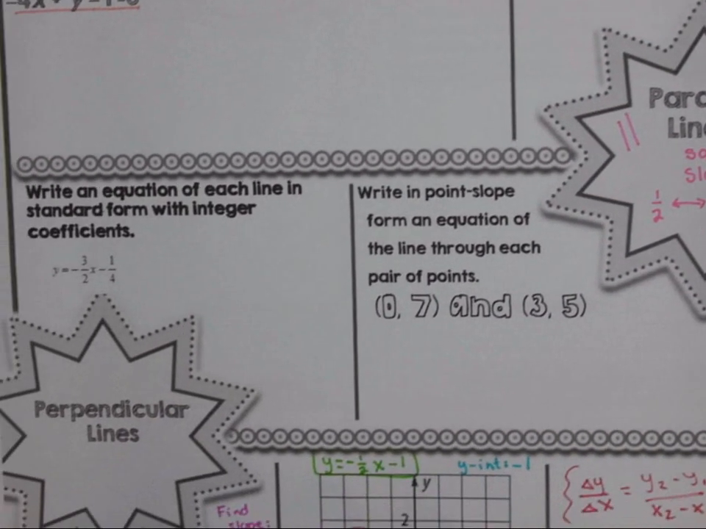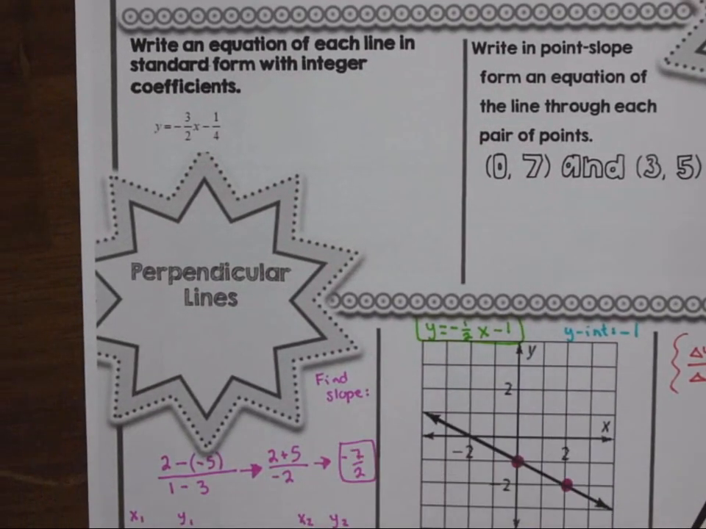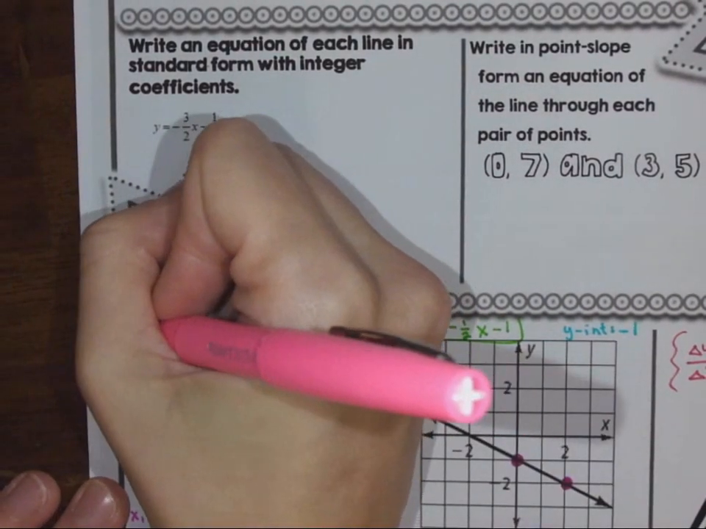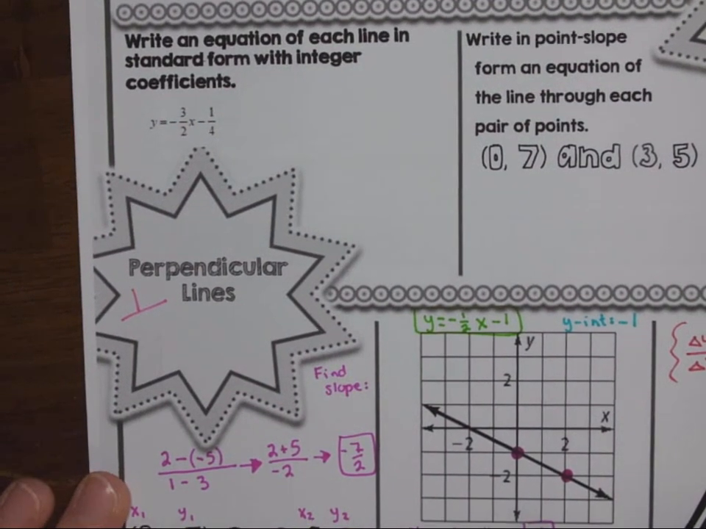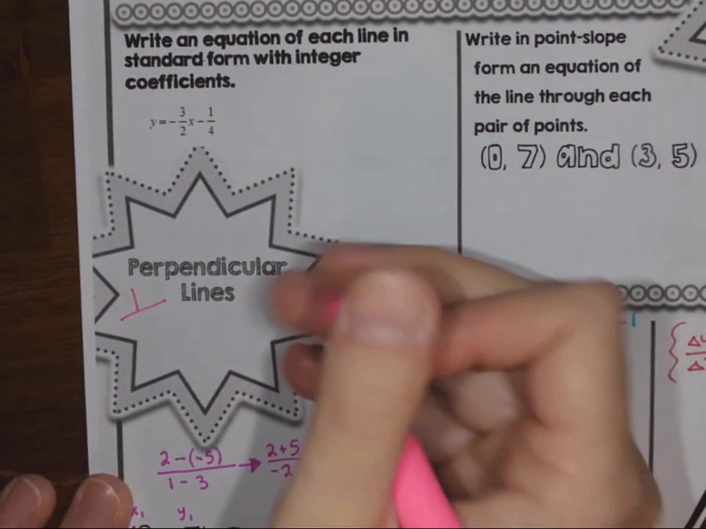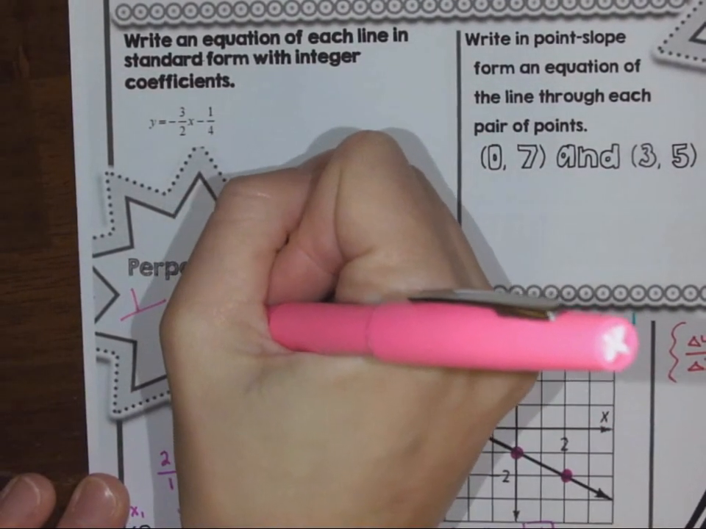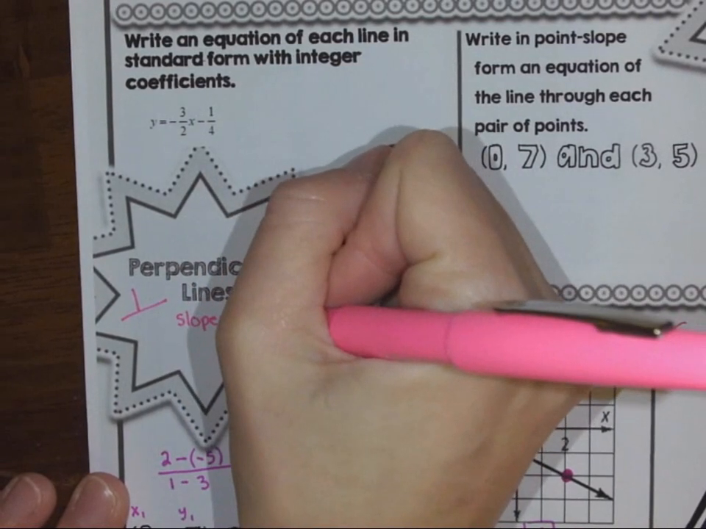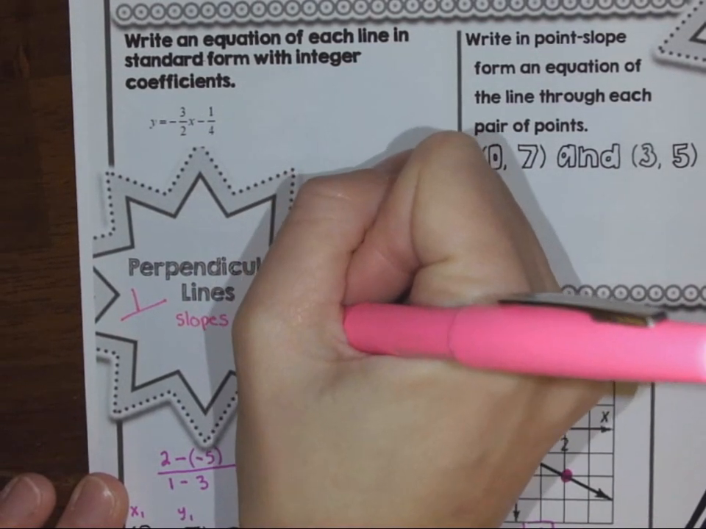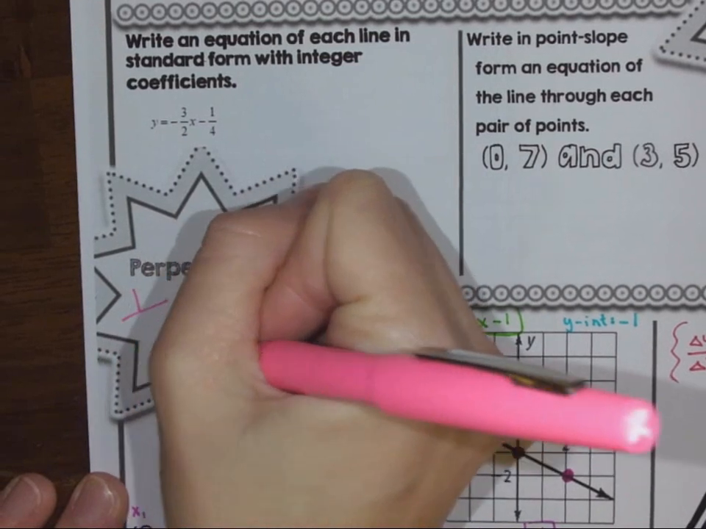And then we can talk about perpendicular lines. So perpendicular, the symbol for perpendicular, is like that upside down T. And the slopes of perpendicular lines are opposite reciprocals.